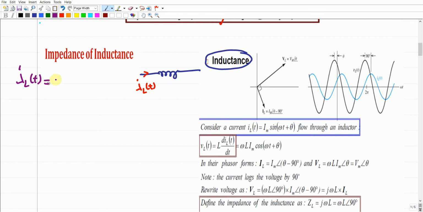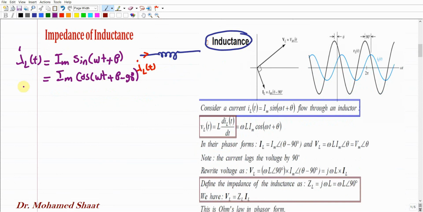The current is given as Im. This is the peak value, the magnitude of the current. And the current function is given in the sine form as Im sin(omega t plus theta), where theta is the phase angle, omega is the frequency, and Im is the peak. We said that we have to convert it into the cosine form, right? So we can convert it into Im cos(omega t plus theta minus 90). You just add negative 90 here to convert into the cosine form.